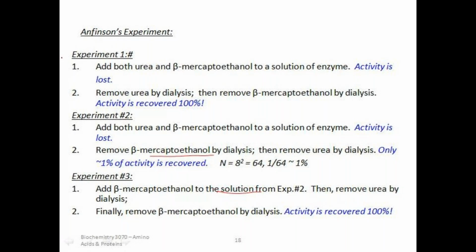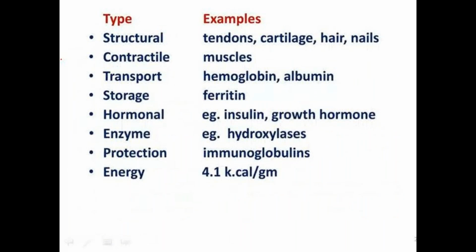Next, coming to protein classification, the different types of classifications of proteins. Mainly these exist as structural, contractile, transport proteins, storage proteins, hormonal proteins, proteins with enzymatic action, and also proteins in protection and energy. These are the different types of proteins.